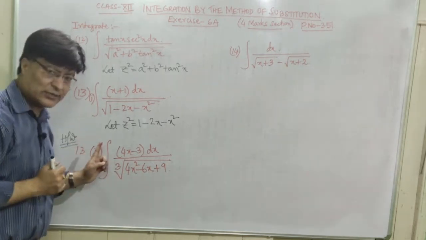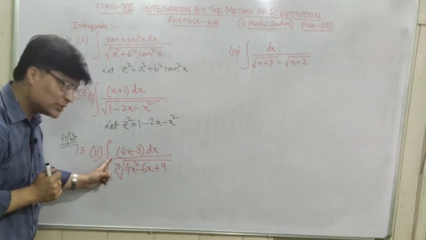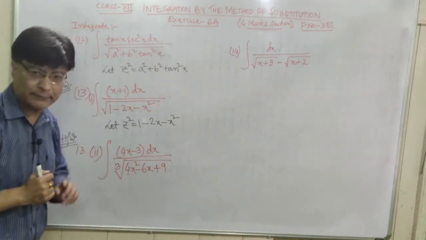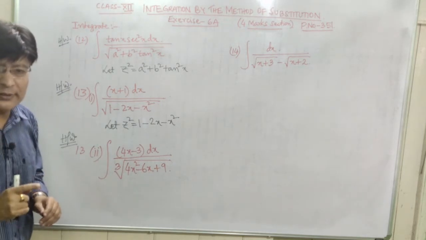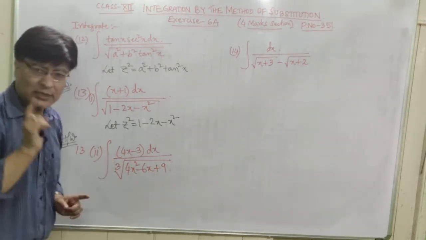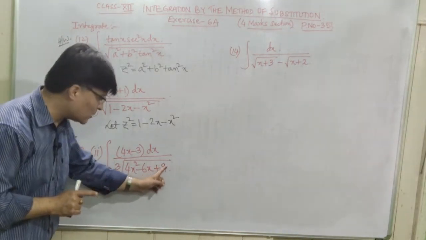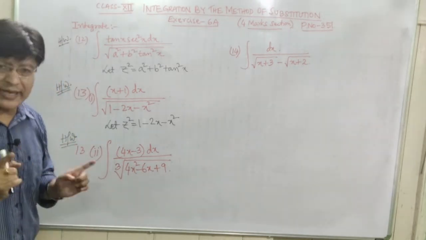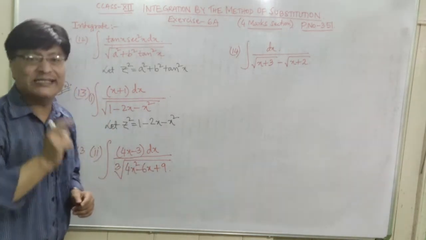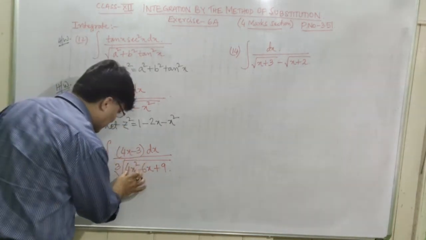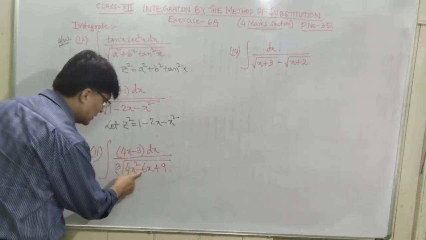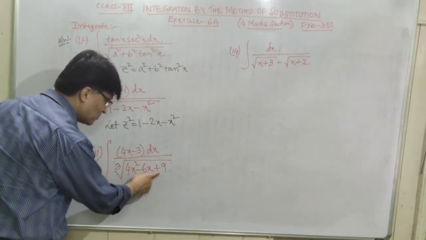So 13 number 2, let us assume it as capital I is equal to the integral of 4x minus 3 dx divided by the cube root of 4x square minus 6x plus 9. So in this case, don't assume this expression within the cube root as z square. Since this is a cube root, let us assume this 4x square minus 6x plus 9 as z only. Don't assume it as z square or z cube. Okay, so let us assume it as only z. What is the differentiation of 4x square minus 6x plus 9? For 4x square it is 8x and it is minus 6. 8x minus 6 plus 0.